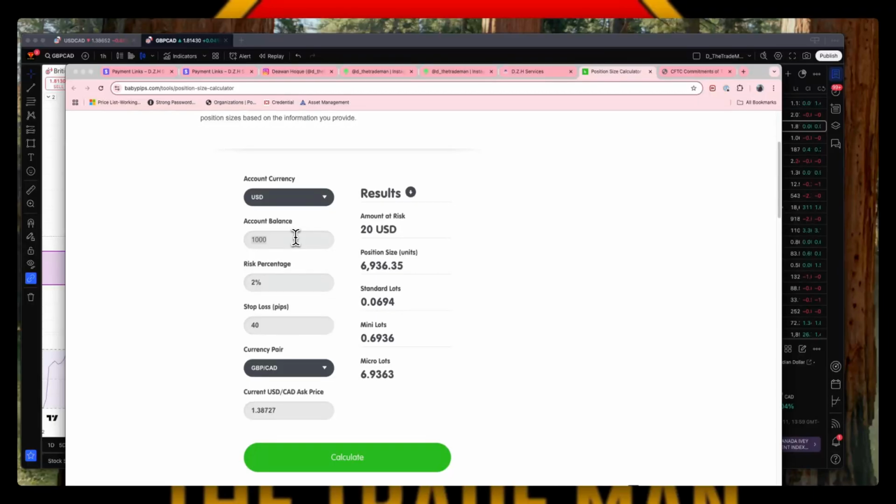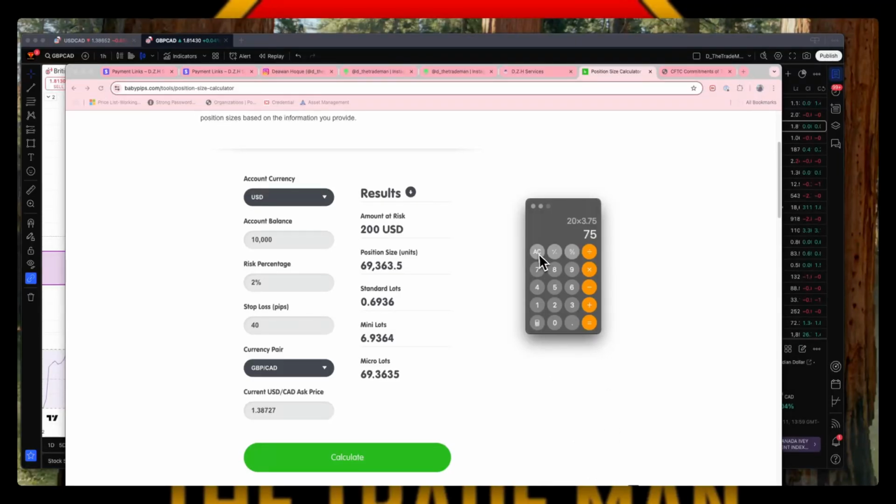If it's a $10,000 balance, it's $200 you're risking, and then you are gaining $750. 200 into 3.75. So it's that simple.